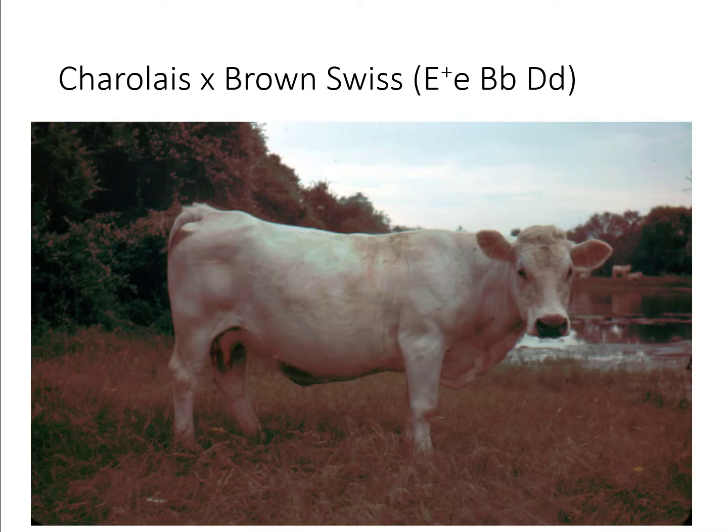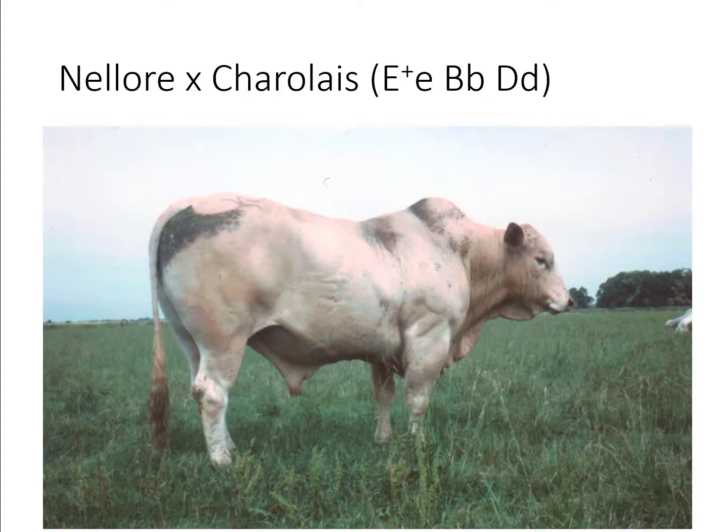So next we have a Charolais Brown Swiss cross. So we have E plus little e, that gives us a red base color, and then we have one big D, so that's diluting the base color to a light straw. And here we have a Nellore Charolais cross, so similar thing, we have E plus little e giving us the red base color, and then one big D diluting the base color to a light straw.